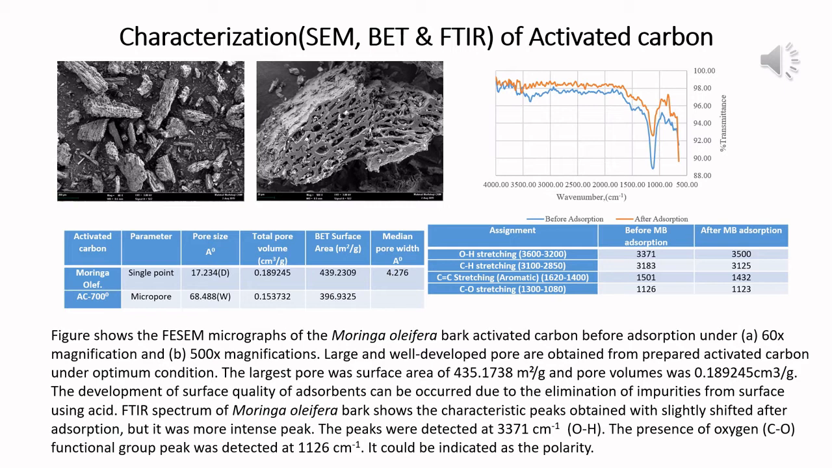The FTIR spectrum of Moringa bark shows the characteristic peaks, slightly shifted after adsorption, but with a more intense peak. The peaks were detected at 3371 cm⁻¹ for the hydroxyl group. The presence of an oxygen functional group peak was detected at 1126 cm⁻¹. It could indicate polarity.